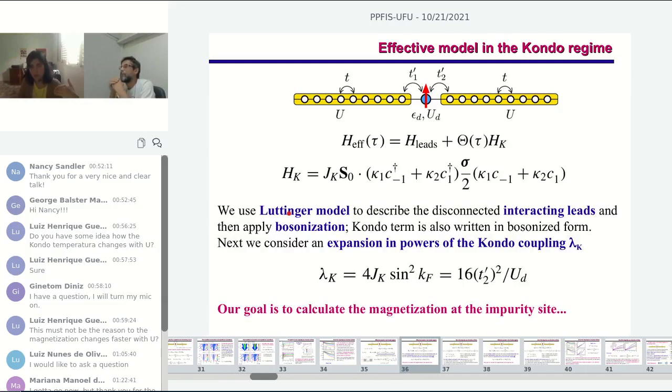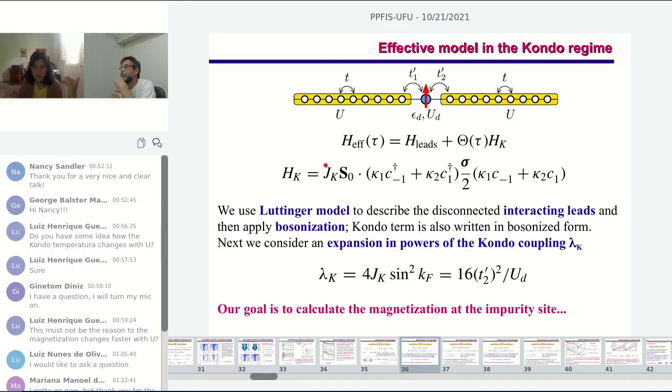So there is this Kondo part, but there is also the part coming from the wires, from the leads. And we use the Luttinger model to describe the leads. To solve this model, we use bosonization. We also write down the Kondo part in the bosonized form. Then we do an expansion in powers of the Kondo coupling.